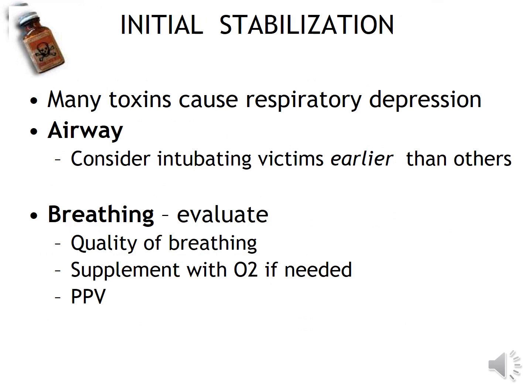Now, initial stabilization starts with the airway. So, always consider intubating the victims of poisoning earlier than other patients, because most poisons or toxins cause respiratory depression. Then breathing, B stands for breathing. You evaluate quality of breathing and give supplemental oxygen wherever needed, and then positive pressure ventilation to the patient.